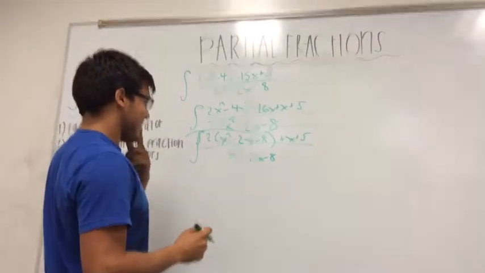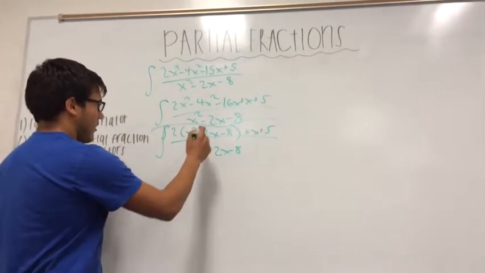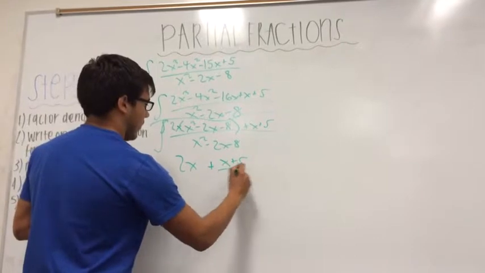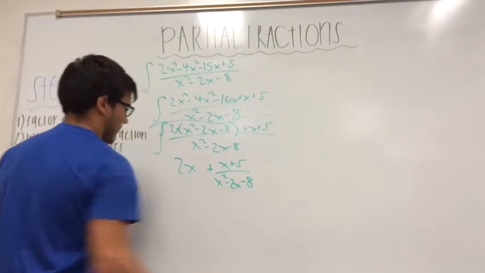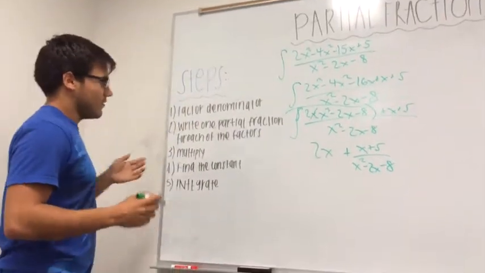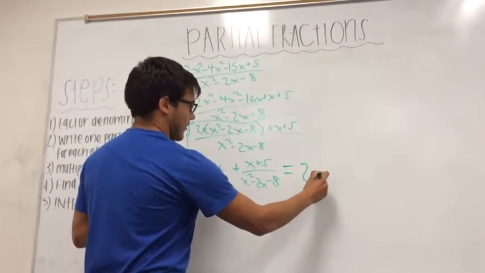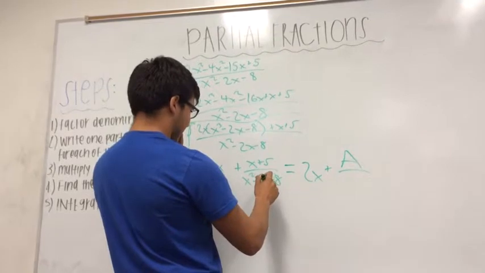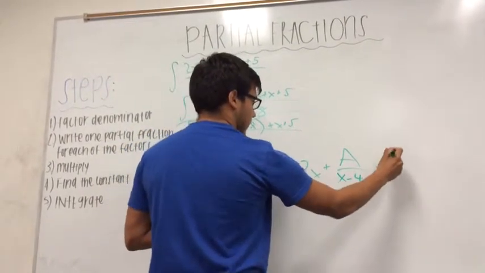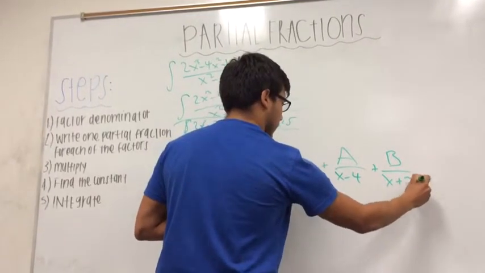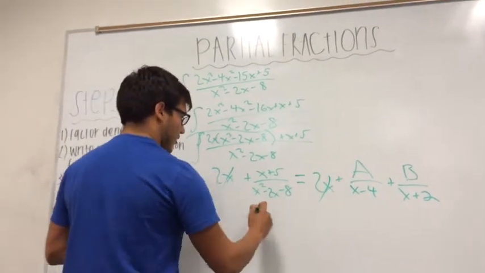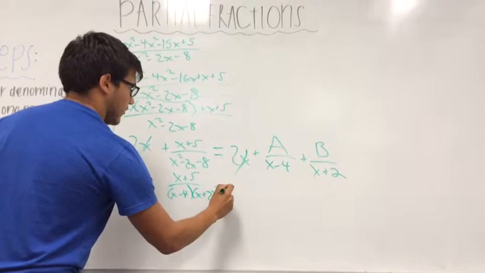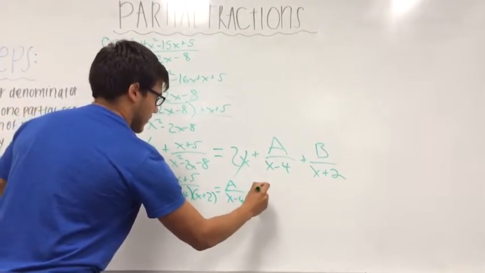Okay, here we go. Now after that, you can forget the integral for right now. So now it's 2x plus x plus 5 all over x squared minus 2x minus 8. And now you have to use the partial fraction rule with A and B. So you would have 2x plus A, and you have to factor the denominator, that would be x minus 4, plus B over x plus 2. Now that you have that, these cancel out. This is x plus 5, x minus 4, x plus 2 equals A, x minus 4 plus B, x plus 2.